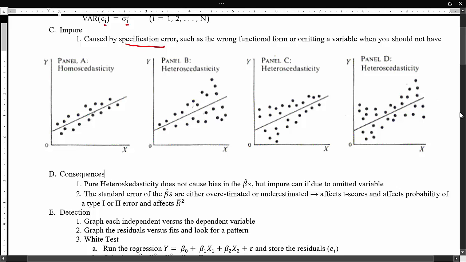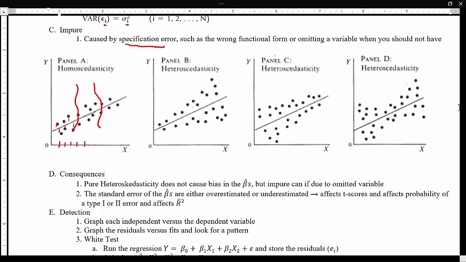So you'll notice as you're going across the values of x here, that the distance that these dots are away from the line is approximately the same. In other words, if I were drawing bell curves over top of these, each of the bell curves would have about the same standard deviation. But if you notice panels B, C, and D, each of these shows heteroskedasticity.